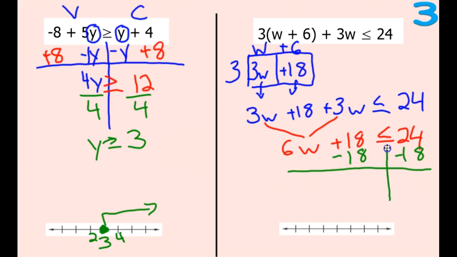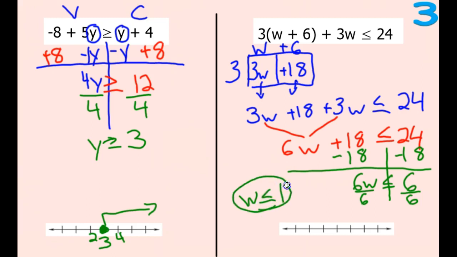What we're left with is 6W is less than or equal to 24 minus 18, which is 6. Last step, we need to divide by 6 to get W by itself. And what we're left with is W is less than or equal to 6 divided by 6, which is 1. So W is less than or equal to 1. Closed circle because of our line underneath. At 1, 1 greater is 2, 1 less is 0. Our arrow is now pointing to the left. So we draw an arrow to the left.